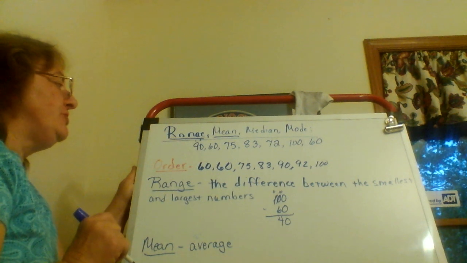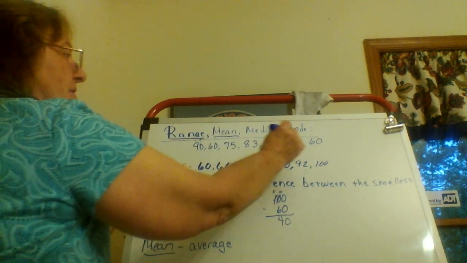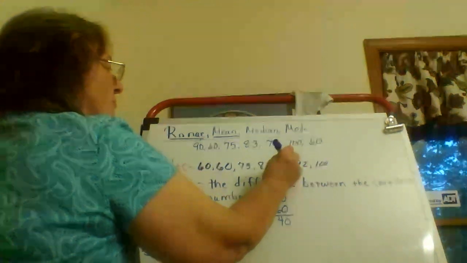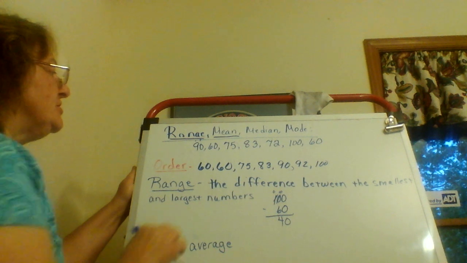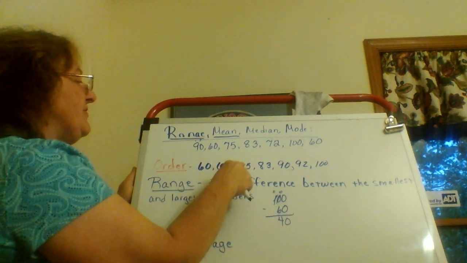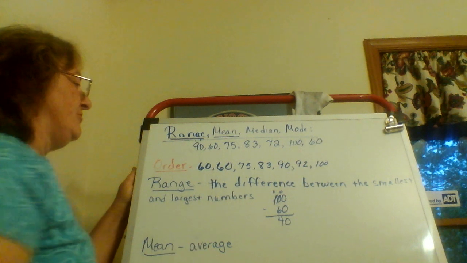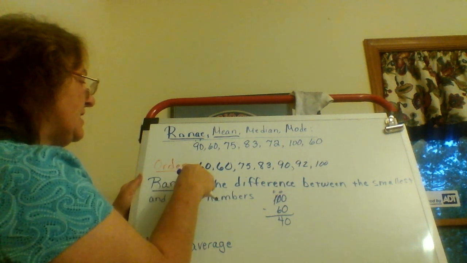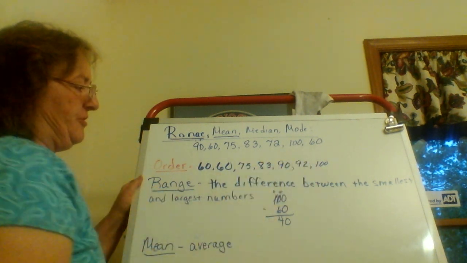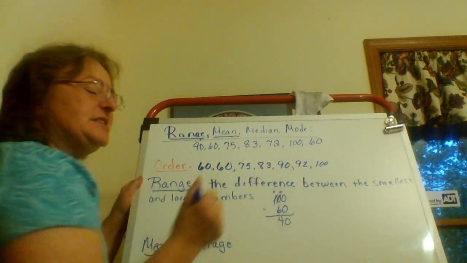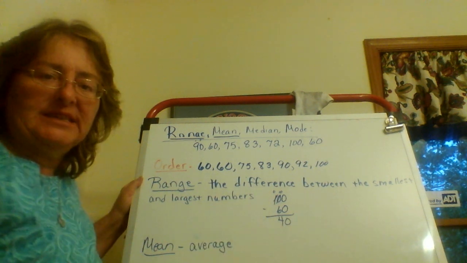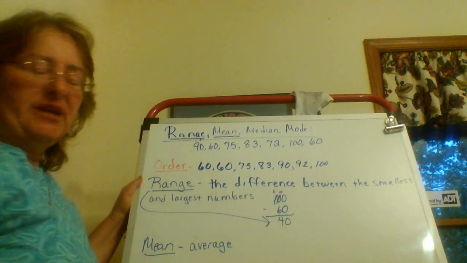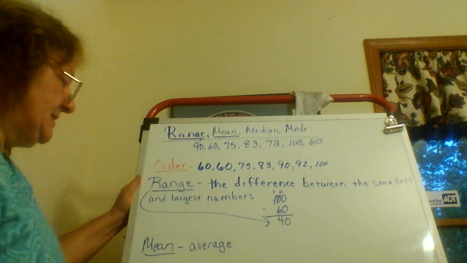Now, the first thing that you need to do is put those in order from least to greatest. And just to save time, I went ahead and put those in order before I started the video. So we have a 60%, a 60%, 75, 83, 90, 92, and then 100%. Now, to get the range, you're getting the difference between the smallest amount and the largest amount. And the difference means that you have to subtract. So if you say 100 minus 60, the range is going to be 40. You have a range of 40 with these test scores.